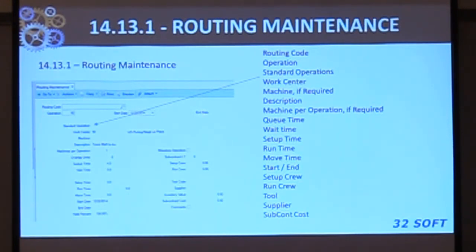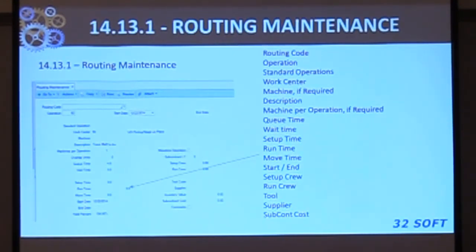The standard operation, we'll talk about standard operations in just a second. The work center that we defined in 14.5, where the work is going to be done. If a machine is required, because you can define machines within work centers so that it actually becomes a subset of that. Description of what that is. I've seen a lot of companies use a very terse description and then make the comment section much more explanatory. Depends on how you want to do that. Machines per operation, there's your queue time and your wait time.